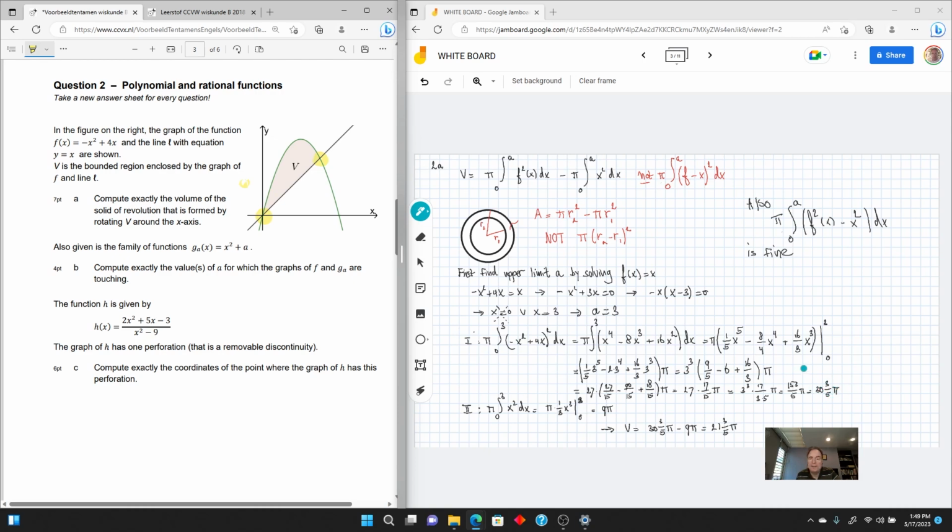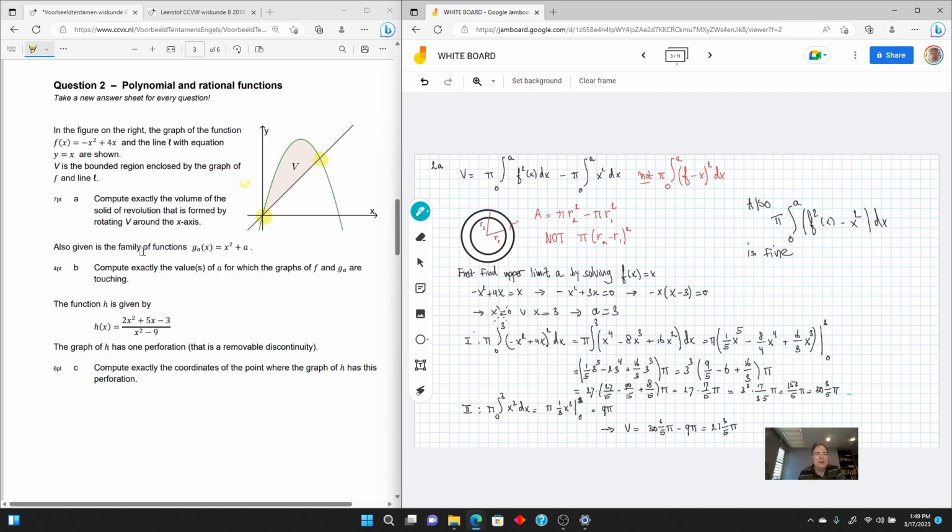33/5 pi. And then I want to subtract this second integral, which is pi, and then integral from 0 to 3 of x squared dx, which is simply 9 pi. Need to subtract it, so I get finally 21/3 pi.